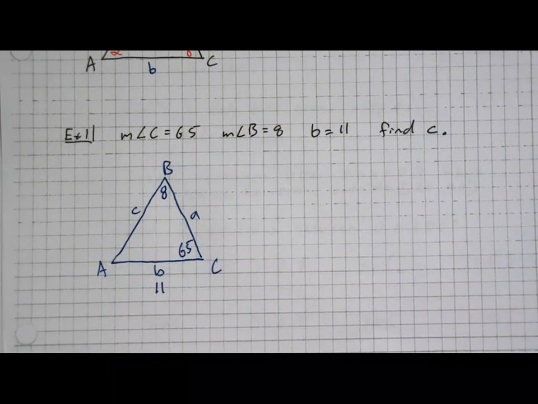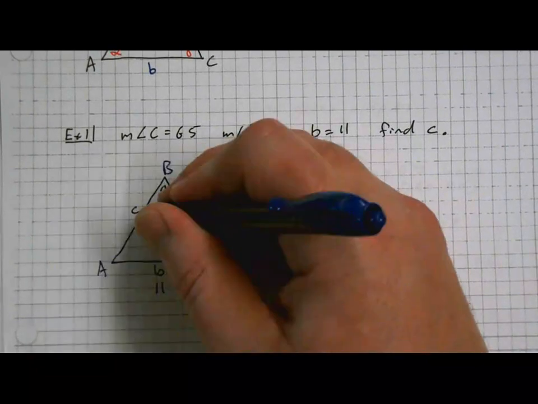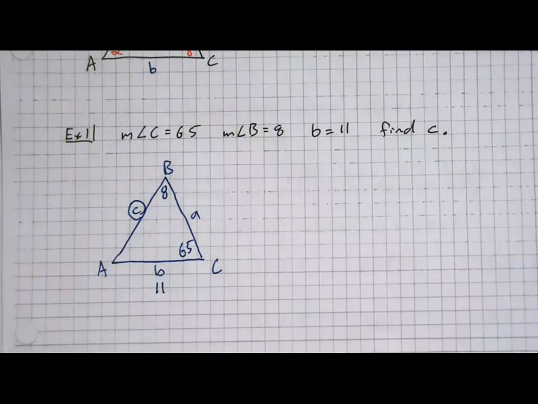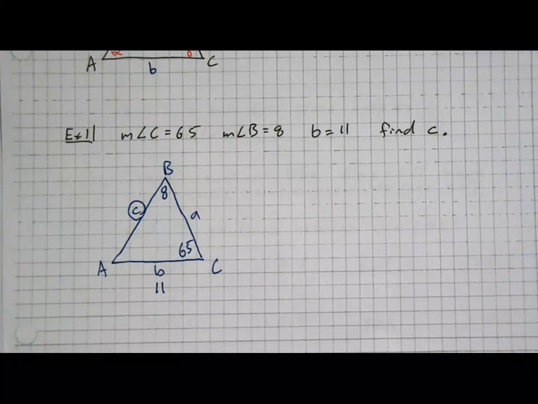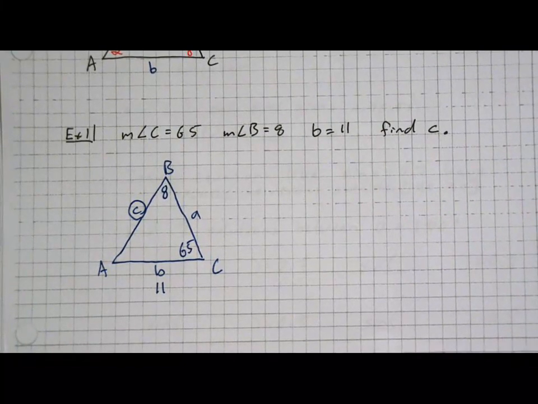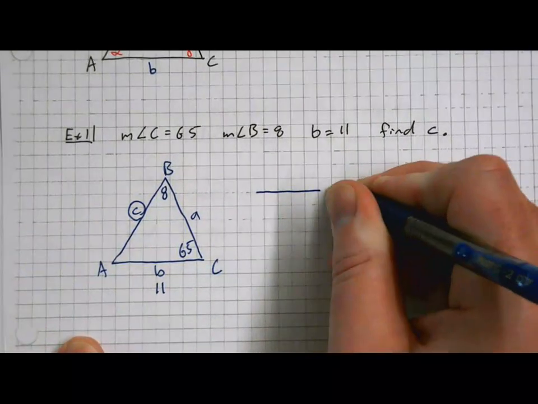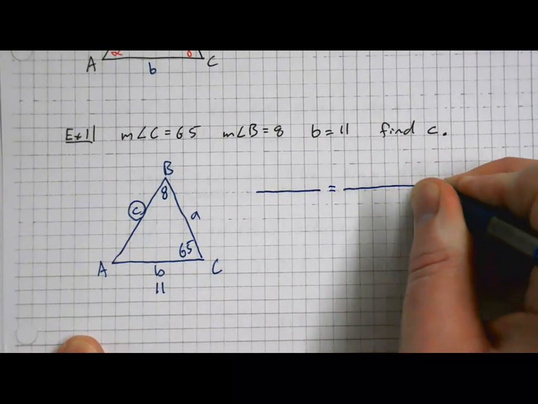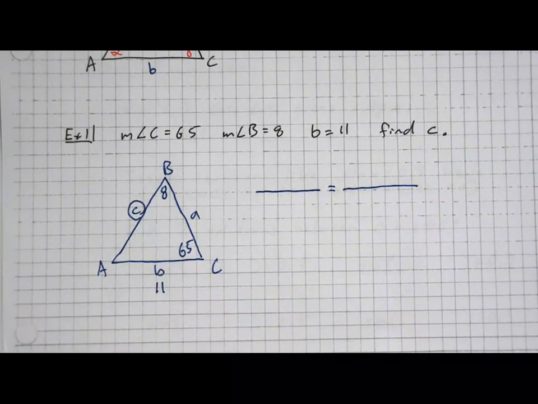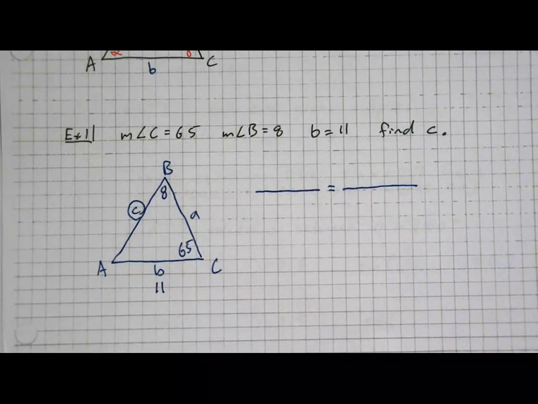And they want us to find side C. We're going to find that side there, so I'm just circling it. All right, I'm going to go ahead and set up a law of sines equation. Hang on, I need to slow down. I can tell some of us are still drawing that information. Pausing.